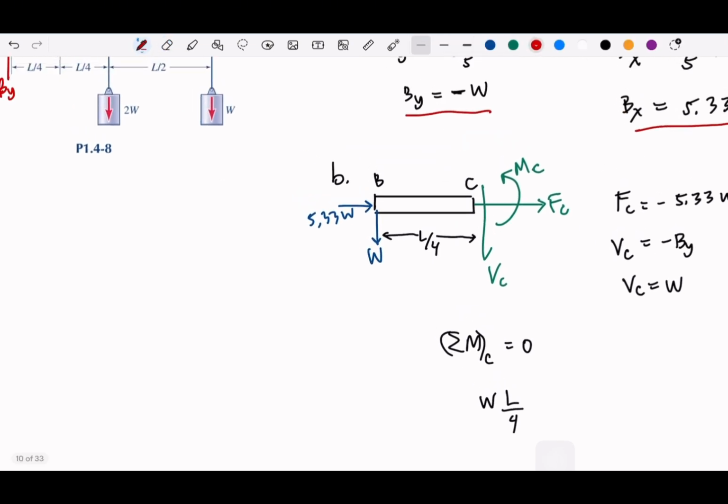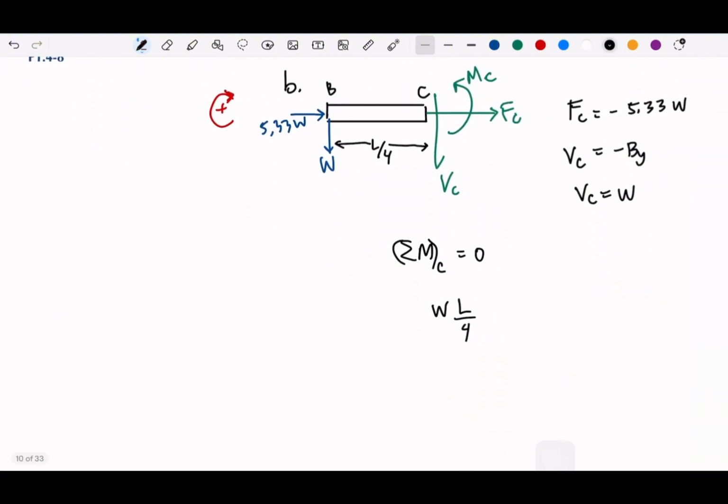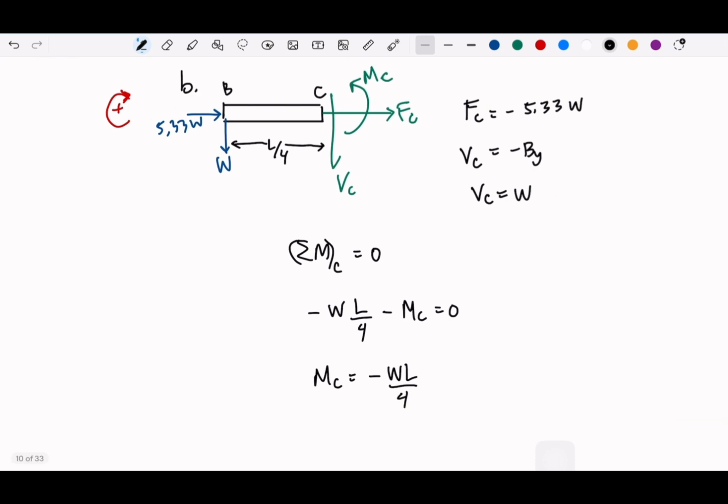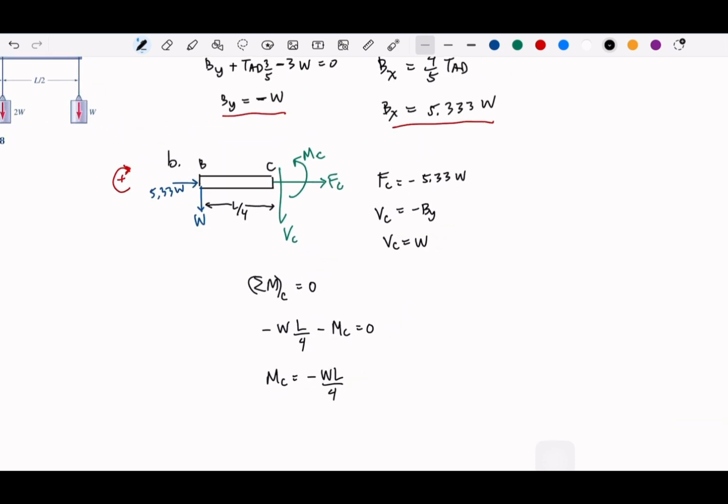Let me write the clockwise as positive. So this will be negative and then negative. So this will be negative. Okay, so we get everything. FC is 5.33W, but since we get negative, we write compressions. Phi C is positive, and M, the moment, is negative.